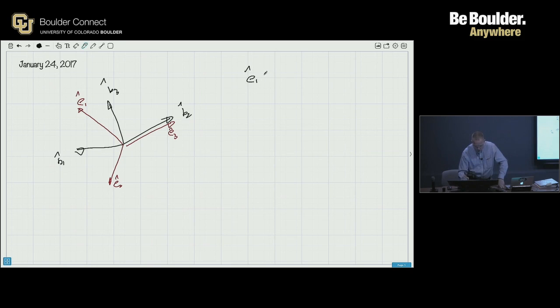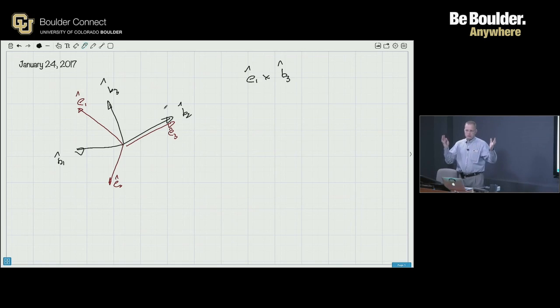I need E1 crossed with B3. Now they're not orthogonal vectors, right? They're not in the same frame, so this cross product isn't quite trivial, and we have to figure out what it is. So at this step, I have to either project the E1 hat vector into B frame components, or the B3 hat vector into E frame components, right? Because then you have everything in the E or everything in the B. Which way you go in the homework doesn't matter. Both will give you a right answer, just a different expression of writing that same answer, right?